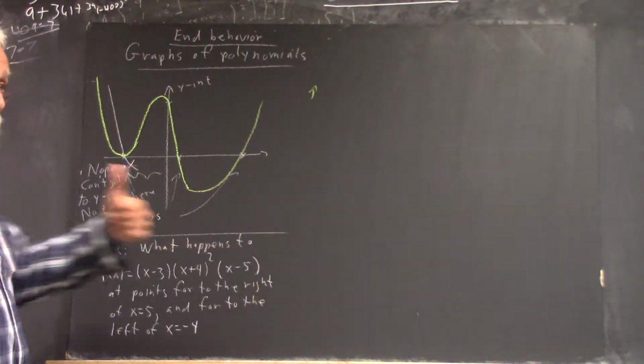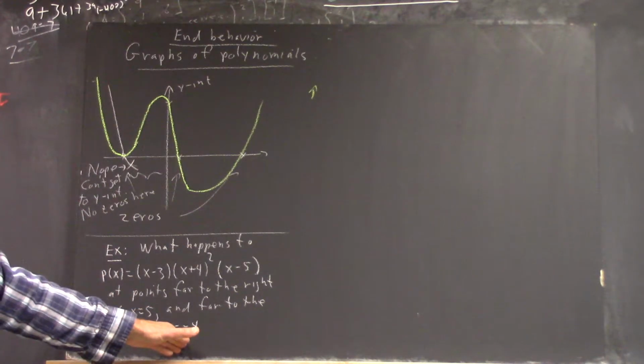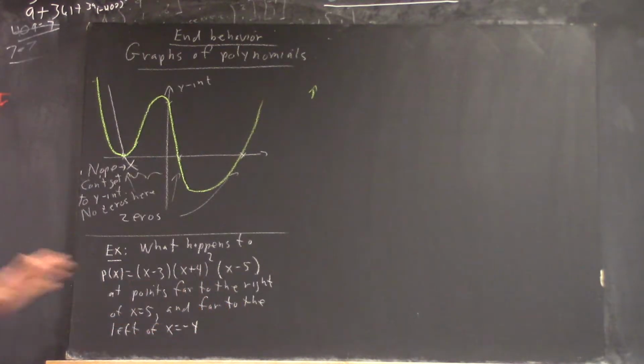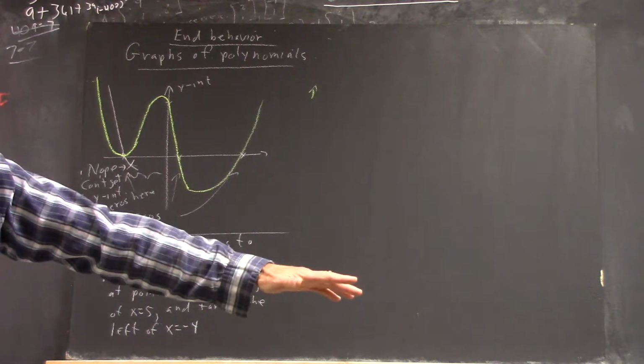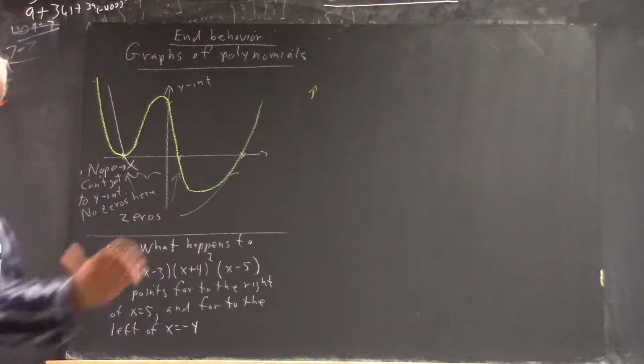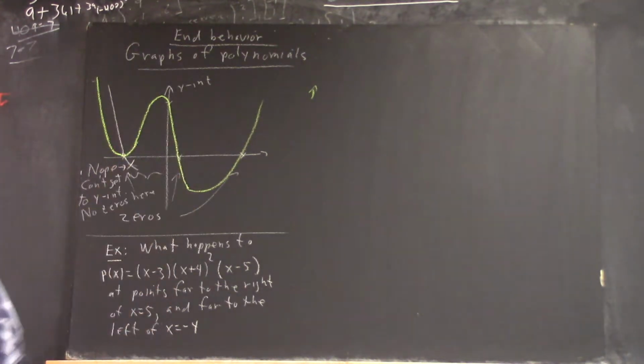So -4 is the one furthest to the left, and if you're to the left of -4, then you're to the left of all the zeros, right? And if you're to the right of 5, you're to the right of all the zeros. And if you're far to the left of -4, well, you're far to the left of all the zeros. Okay?